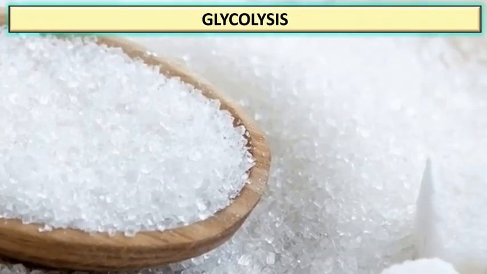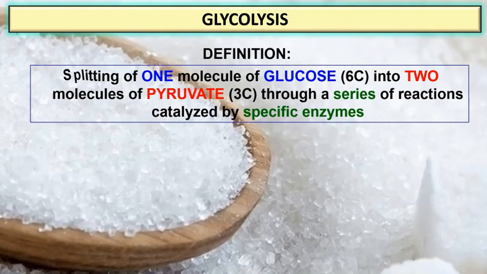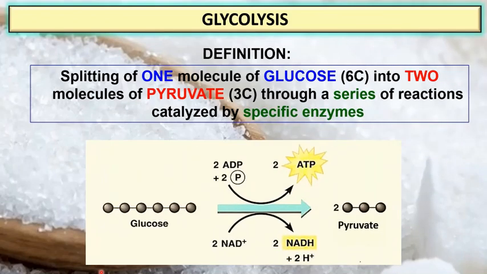Okay, let's take a look at the first stage in aerobic respiration, glycolysis. The definition: splitting of one molecule of glucose, 6 carbon, into 2 molecules of pyruvate, 3 carbon, through a series of reactions catalyzed by specific enzymes. This is the basic diagram. Glucose will be broken down into 2 molecules of pyruvate. And during this reaction, 2 ATP will be produced. Also, 2 NADH plus 2H plus.